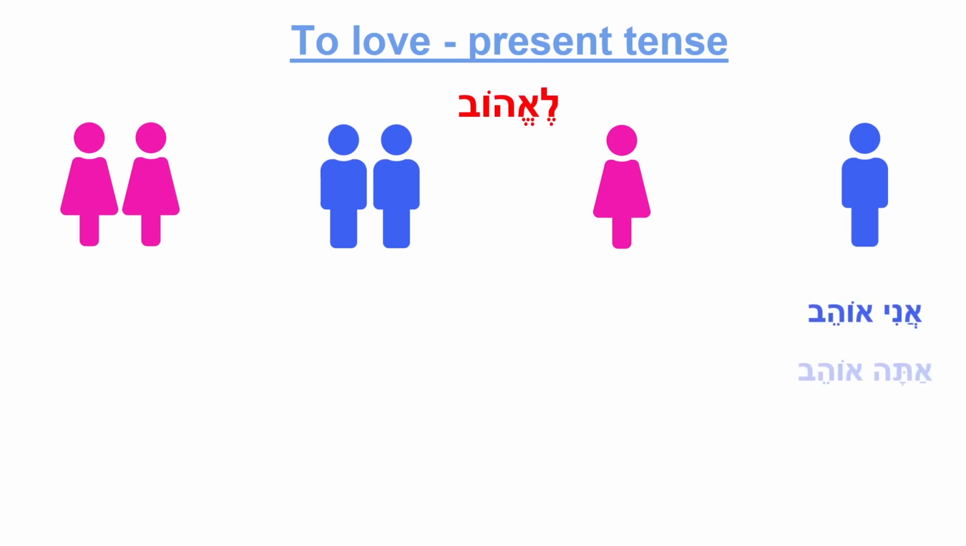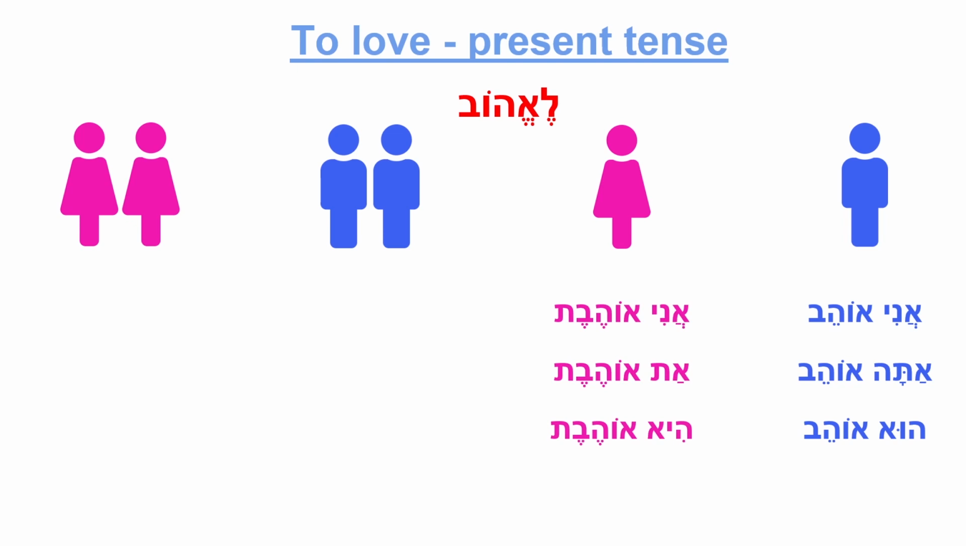Ani ohev, ata ohev, hu ohev. I love, you love, he loves. Feminine singular. Ani ohevet, at ohevet, he ohevet. I love, you love, she loves.